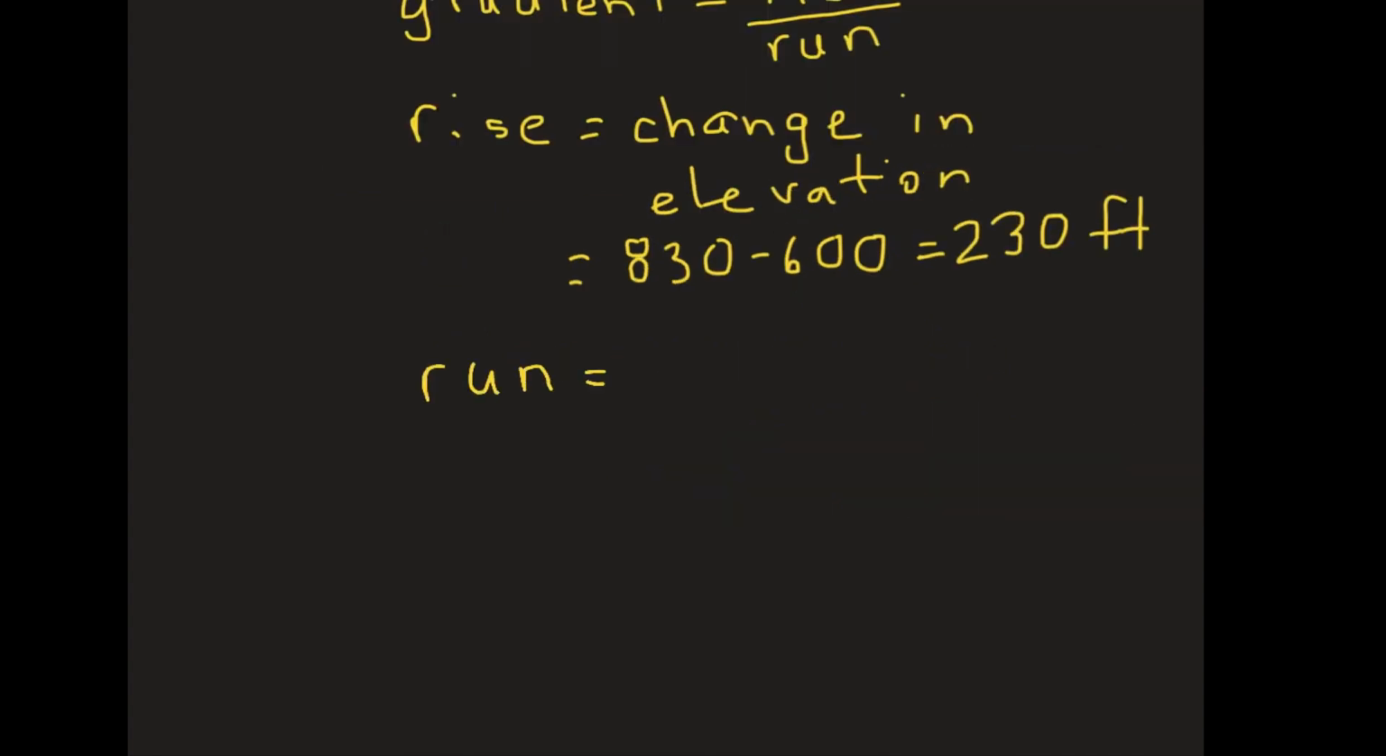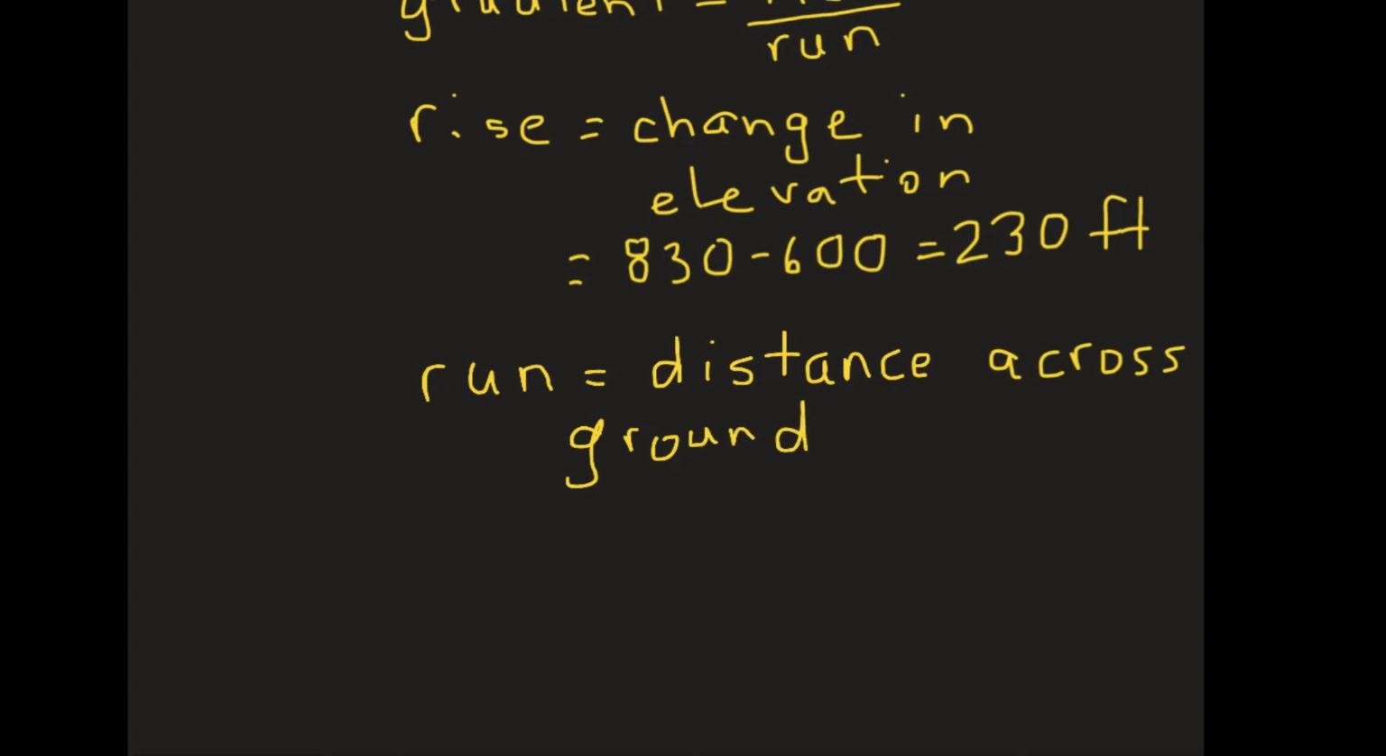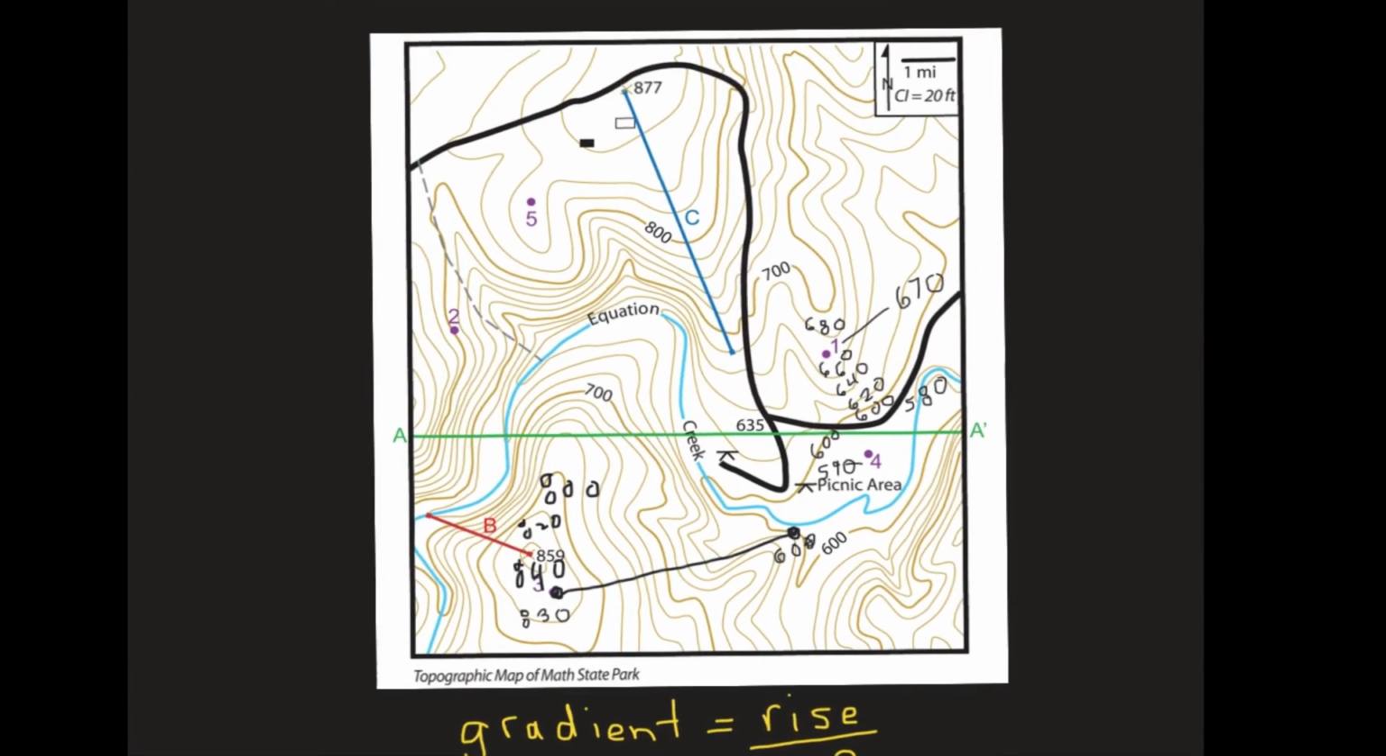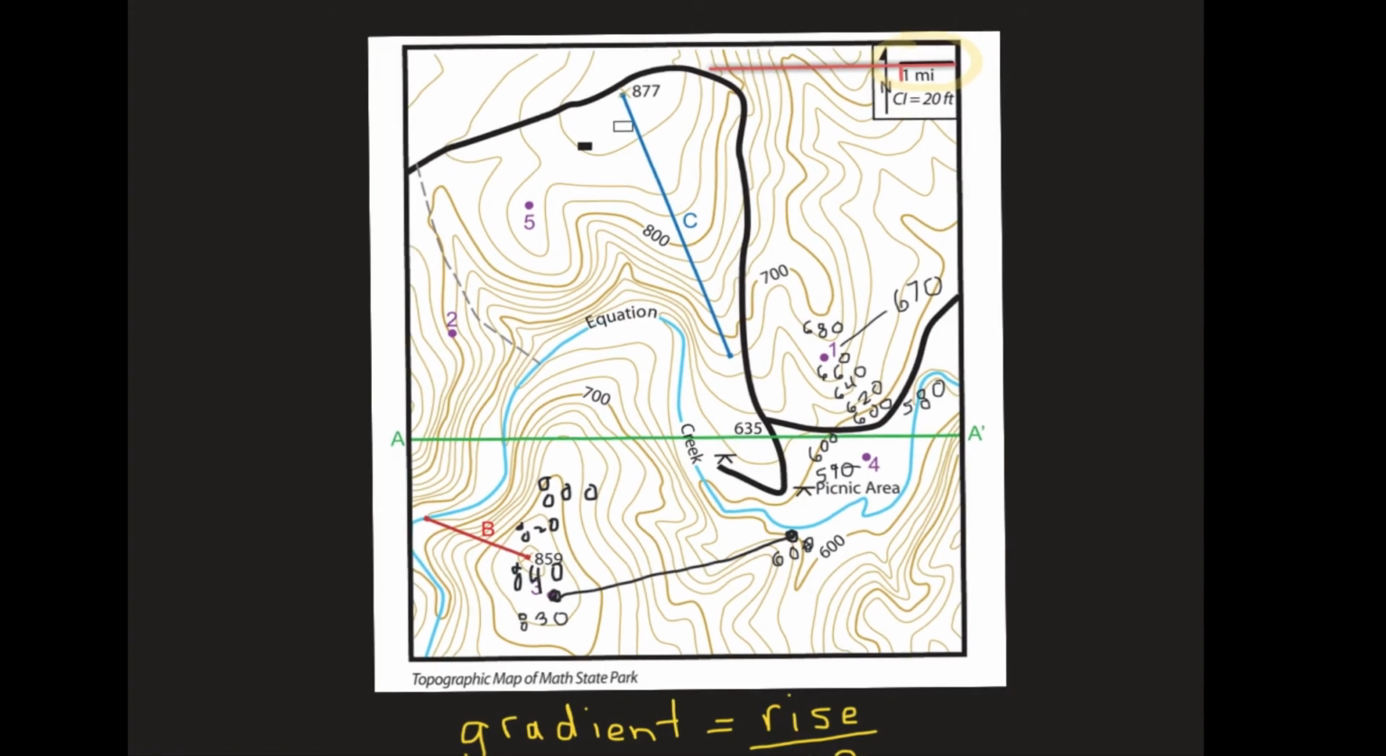Now let's talk about the run. So the run is going to be the distance across the ground, basically. And so we actually need to use the scale to do this. So I'm kind of scooting the map around to try to see what's going on here. All right, so we've got a bar scale where there's a line, and it indicates that that's 1 mile. So the easiest way to do this is actually get out a scrap sheet of paper and mark off the length of the actual line that we're trying to find the gradient for, and then line it up basically with the key or the scale.